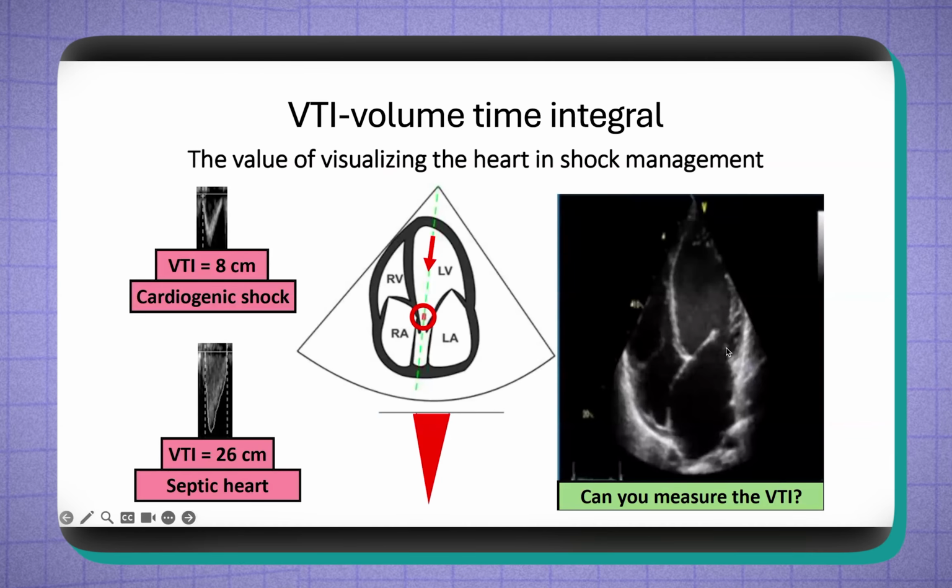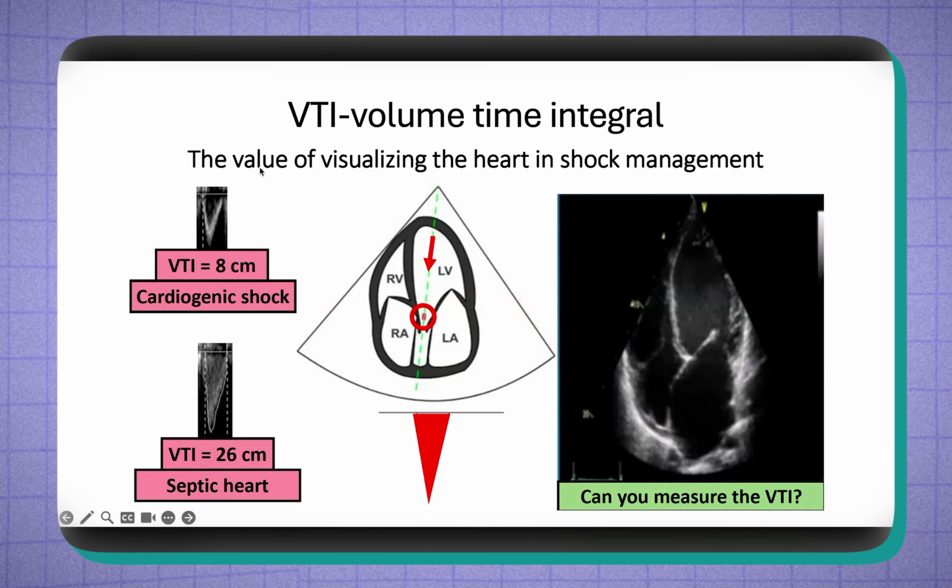For VTI measurement, we have to take the apical 4-chamber, tilt your probe towards the patient's head end and get an apical 5-chamber. Here, you have to put the Doppler at the LVOT. If you imagine anatomically, the LV is opening through the LVOT and emptying into the aorta. This will be in between the RA and the LA. So this is opening up only in the apical 5-chamber view. And once you put the pulse wave or the continuous wave Doppler, you get triangular shaped velocities. The software is inbuilt. You just have to trace the velocities over time and you get a VTI.